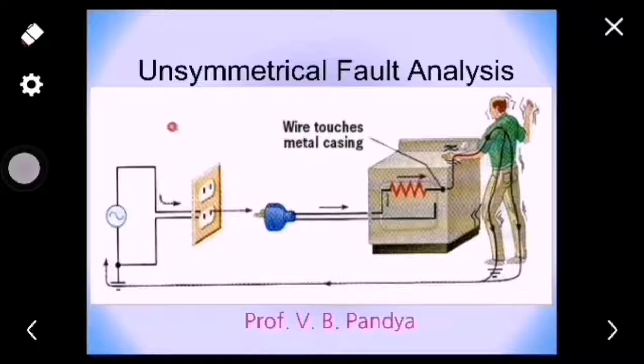Now when the fault takes place in the power system and if after occurrence of the fault system becomes unbalanced, such a fault is named as an unsymmetrical fault. So this is the definition of an unsymmetrical fault. Now what are the types of the unsymmetrical fault we have to learn in this chapter? Let us take a look at the roadmap.